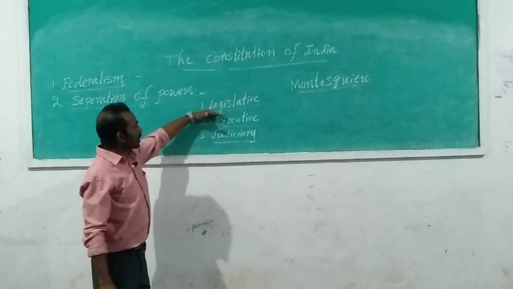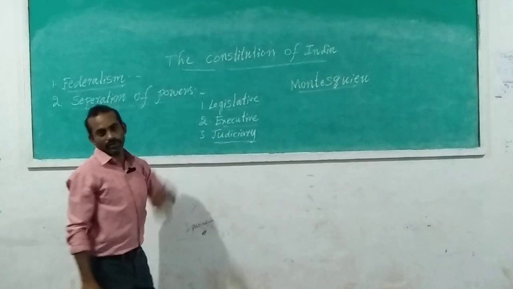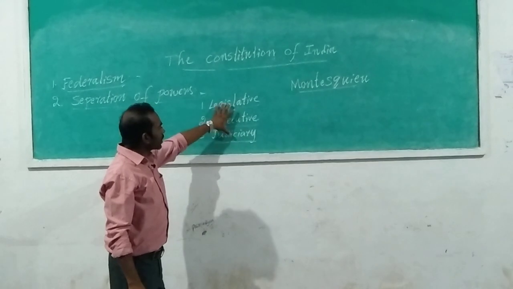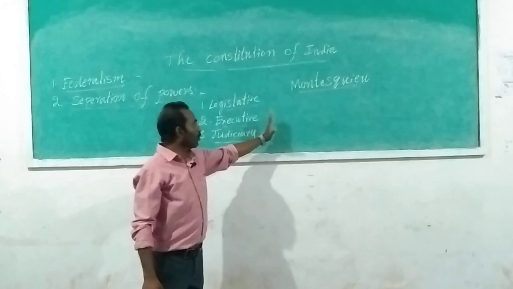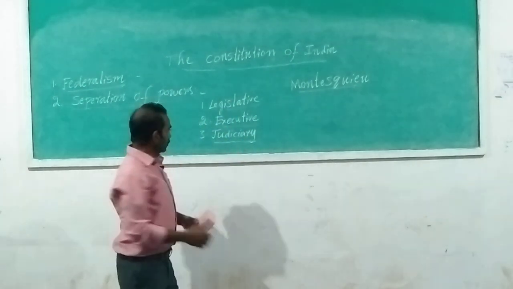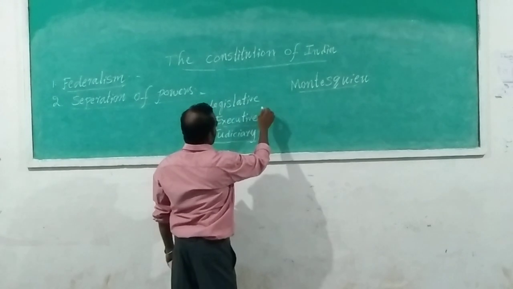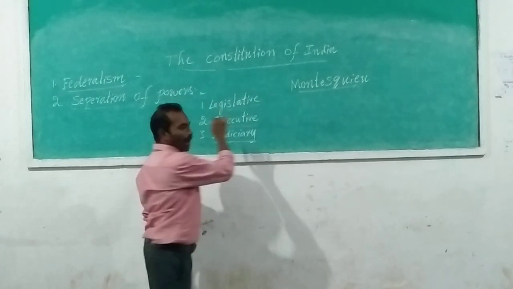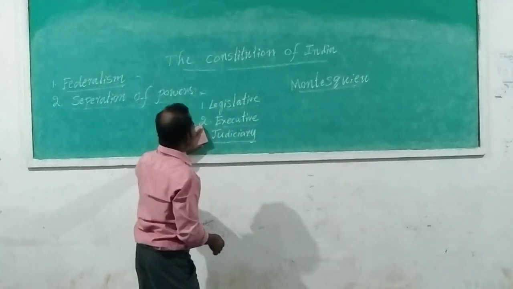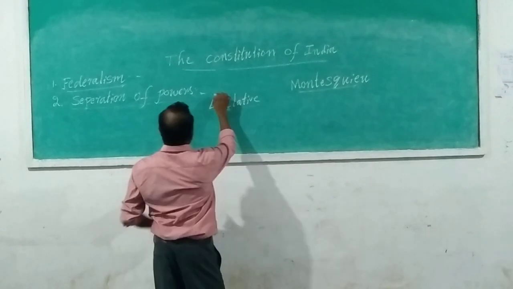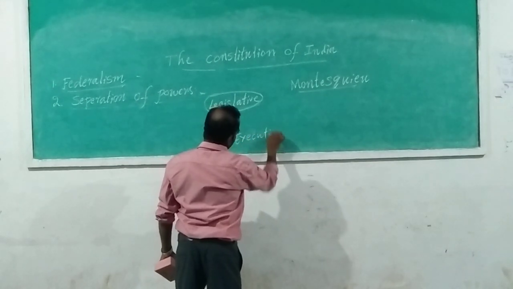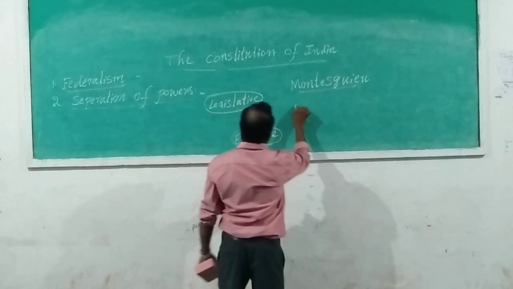For example, the legislative organ, the executive organ, and the judiciary organ. So, if these three powers are in the hand of a single person or a single organization, it leads to monarchism. To avoid this monarchism or dictatorship, the power was separated into three organs or three bodies. Here, the legislative body, the executive body, and the judiciary.